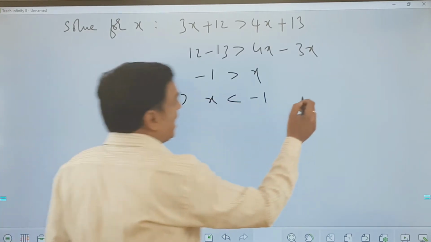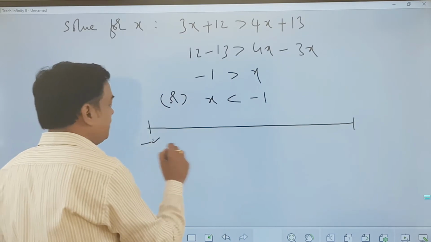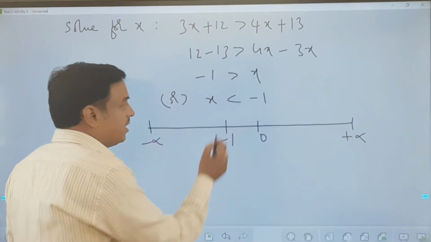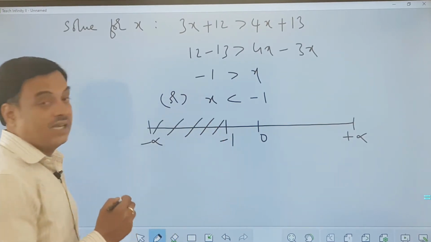The same thing I can write by the graph, if I show you: this is minus infinity to plus infinity. We got a 0, minus 1 over here, and according to this I have to take all the values less than minus 1.